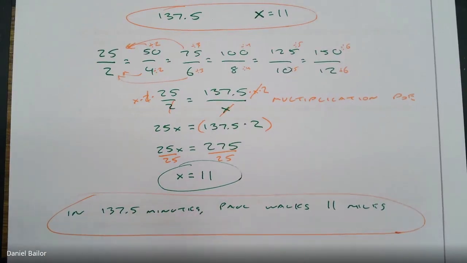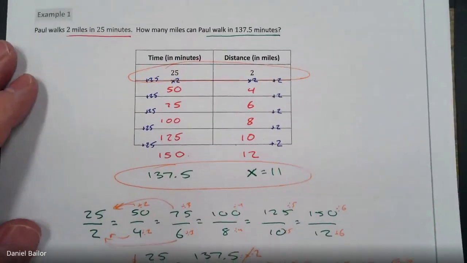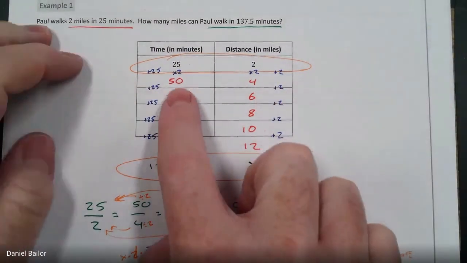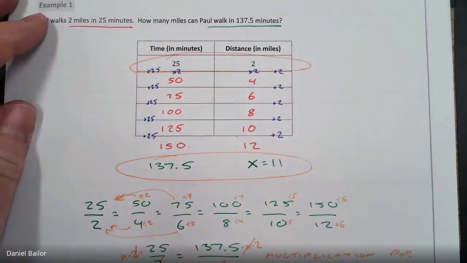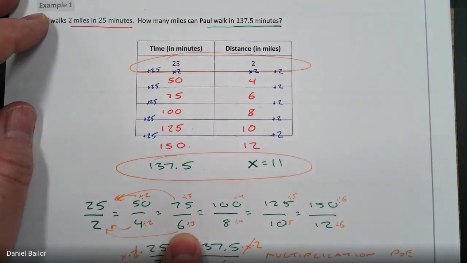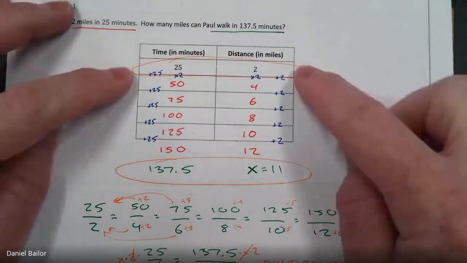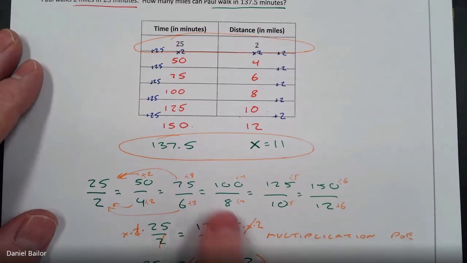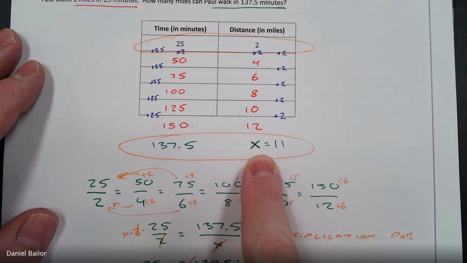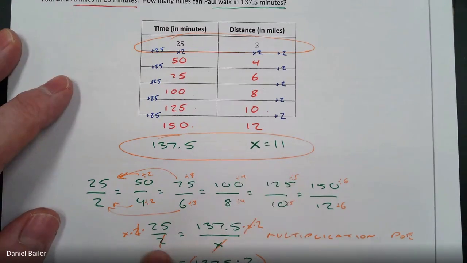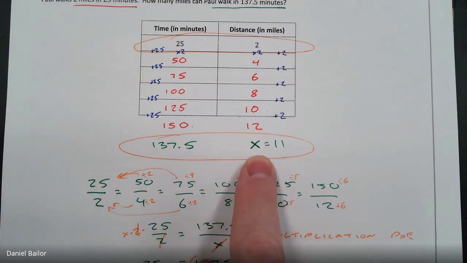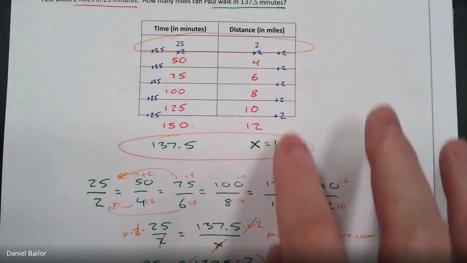Let me show you again how we solved it. First, we filled in the chart and we found out that all of these fractions are equal. 25 over 2 is equal to 50 over 4, equal to 75 over 6, equal to 100 over 8, equal to 125 over 10, equal to 150 over 12. All of these are equal. And then we said, well, if all of those are equal, then we don't know this number, but we do know that 25 over 2 does equal 137.5 over what's missing, x. So we built a proportion.